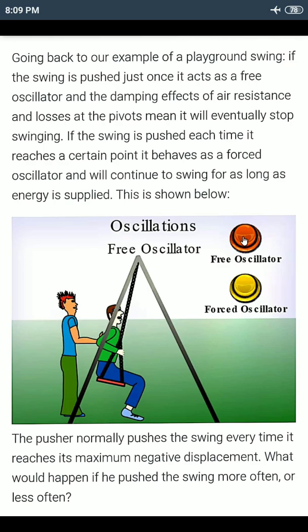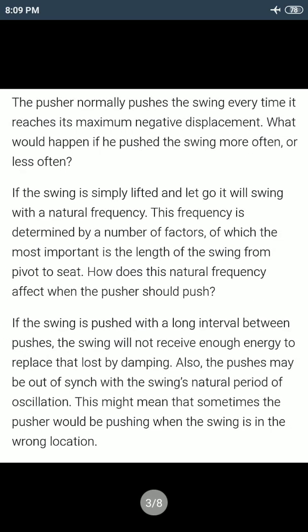If he pushed the swing more often or less often, what would happen? Let's see. If the swing is simply lifted and let go, it will swing with its natural frequency. He pushed just once, and then it will be free. It will oscillate with its own frequency, the natural frequency. Natural frequency means own frequency. This frequency is determined by many factors, and the most important is the length of the swing from the pivot to the seat.